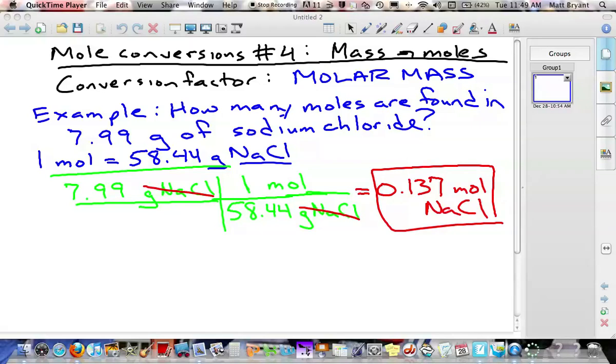And again, you're noticing that there's a lot of repetition here. Once you figure out these few conversion factors and how to kind of navigate between them, this stuff becomes really easy. So with some practice, I think this should go really well for you.